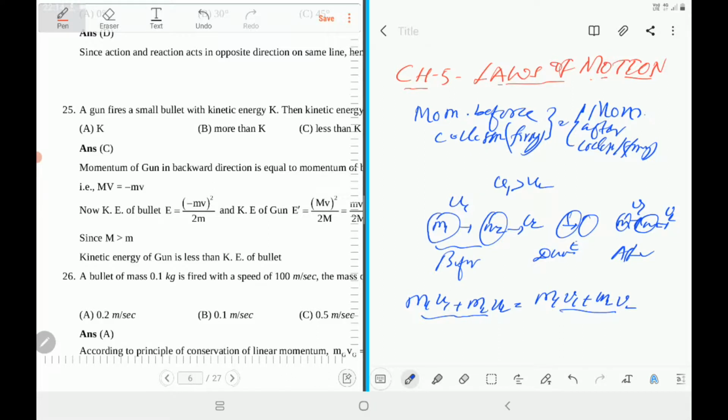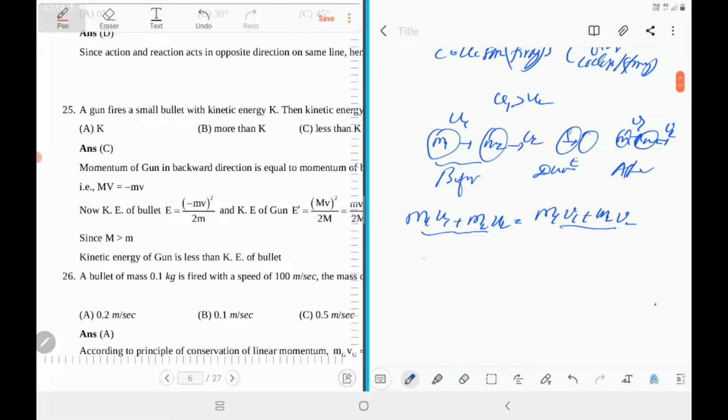This is the idea. Now for a bullet fired from a gun, when I fire a bullet from a gun, initially they were at rest. Initial velocity of the gun is equal to 0. Initial velocity of the bullet is equal to 0. But they move with final velocities. Let's suppose the bullet moves with velocity small v and the gun moves with velocity capital V. Through experience you have understood, when the bullet moves forward, the gun moves backward. That can be easily shown in the expression.